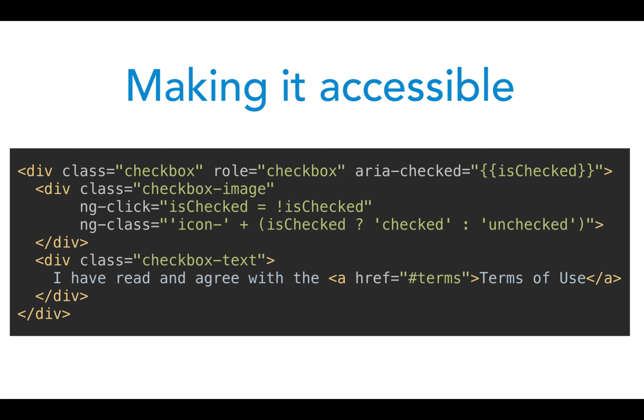Well, we can start to bring in some of these ARIA attributes again. First, we're going to use a role, this time of checkbox. Secondly, we're going to bring in an ARIA attribute called aria-checked, which is used with checkboxes. We can set it to true or false, which means we can bind it directly to an expression, the isChecked variable on the scope, and it will automatically change and be set correctly.